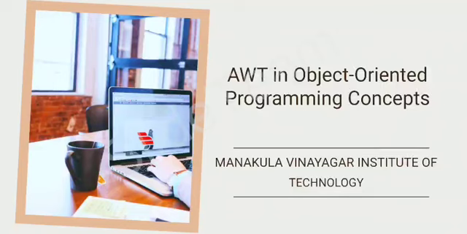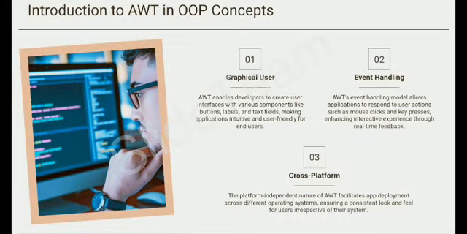Welcome to this in-depth presentation on AWT, the Abstract Window Toolkit, within the context of object-oriented programming concepts. Developed for Java, AWT empowers developers to craft intuitive graphical user interfaces through components like buttons, labels, and text fields. By leveraging AWT, applications become user-friendly and responsive, seamlessly enhancing the end-user experience.